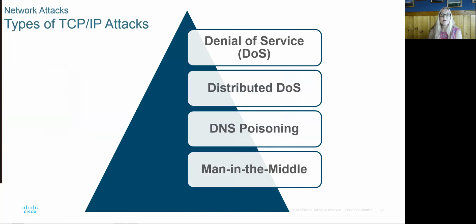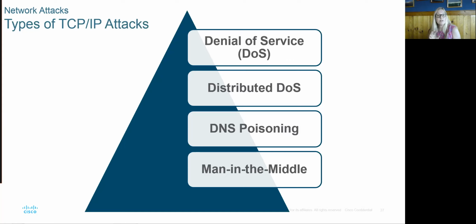We've got different types of TCP/IP attacks. We've got, of course, your regular denial of service attack, and that's when an attacker completely overwhelms a target device with false requests to create a denial of service for legitimate users. And that would be one person hitting something with constant pings, for example.